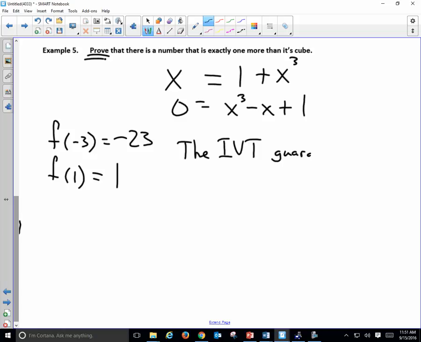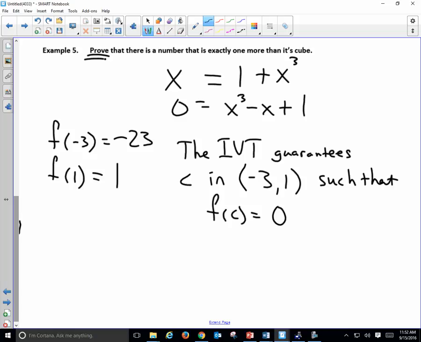So the IVT guarantees a C in the interval. What's my interval? Negative 3 to 1. I just chose negative 3 and 1. If you chose negative 3 and 2, it would still work, or negative 2 and 5. Choose C in negative 3, 1, such that f of C is equal to 0.